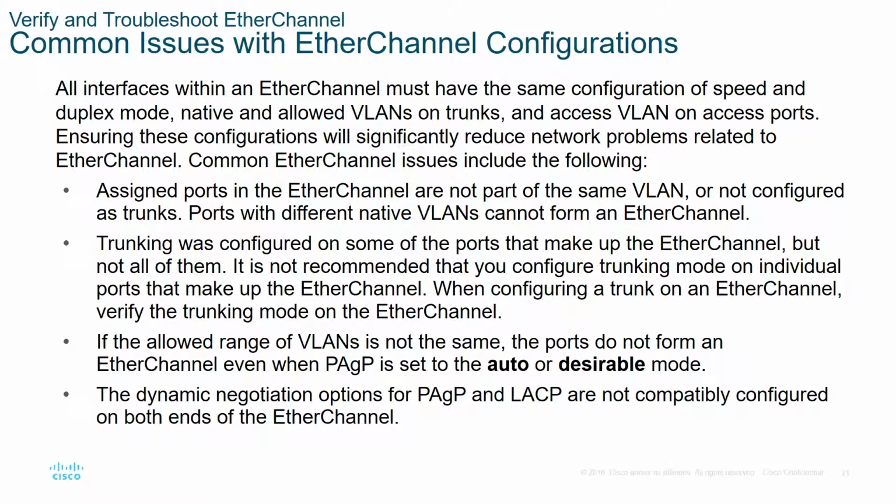Trunking was configured on some of the ports that make up an EtherChannel, but not all of them. It is not recommended that you configure trunking mode on individual ports that make up the EtherChannel. When configuring a trunk on an EtherChannel, verify the trunking mode on the EtherChannel itself. If the allowed range of VLANs is not the same, the ports do not form an EtherChannel, even when PAgP is set to auto or desirable mode. The dynamic negotiation options of PAgP and LACP are not compatibly configured on both ends of the EtherChannel.